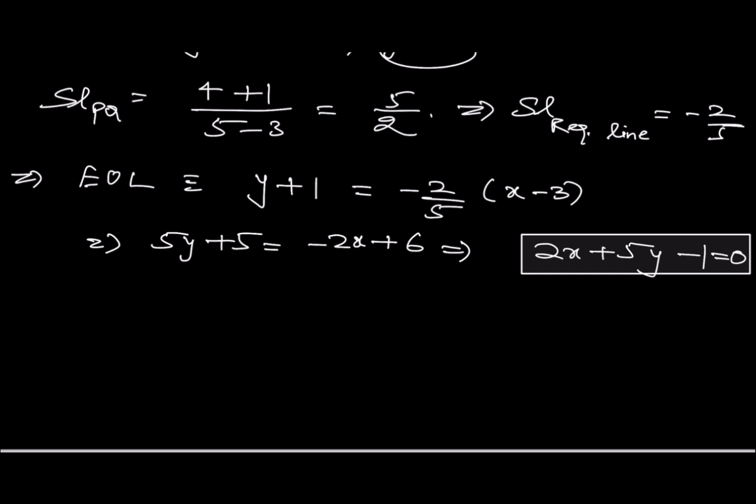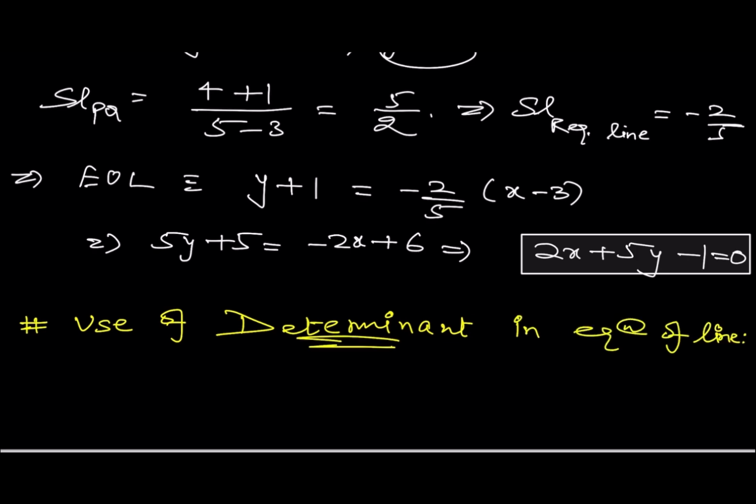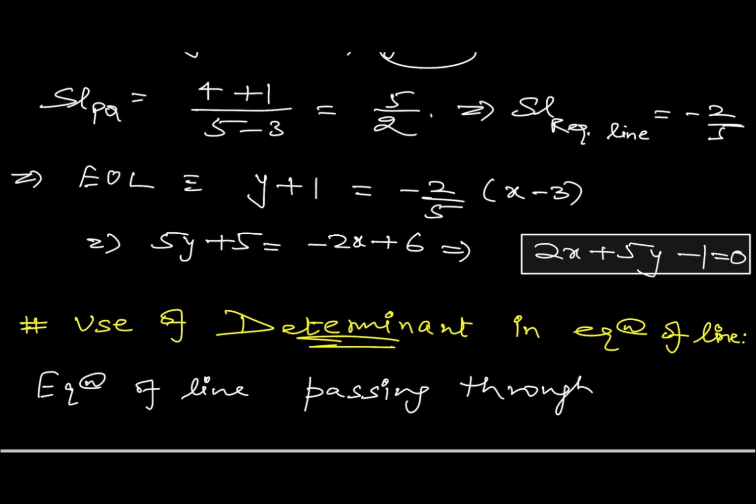Now let us come to the next topic, which is use of determinant in equation of line. So write down the heading: use of determinant in equation of line. See, if we are finding the equation of line which is passing through x1 y1 and x2 y2.